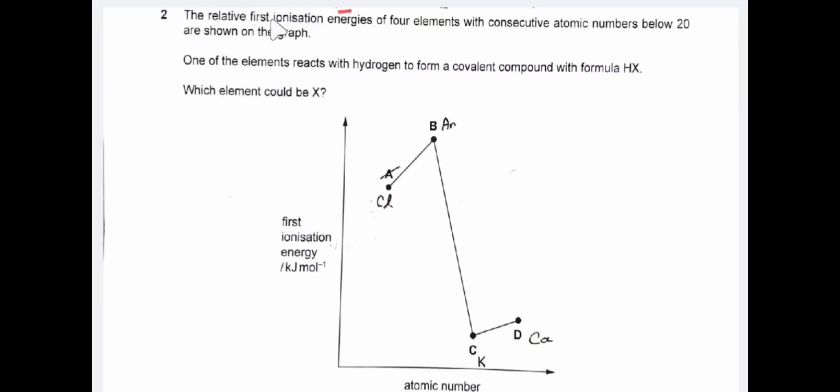Question number 2. The relative first ionization energies of 4 elements with consecutive atomic numbers below 20 are shown in the graph. One of the elements reacts with hydrogen to form a covalent compound with the formula HX. Since this is a covalent compound and it forms HX, we note this. Then which element could be X?